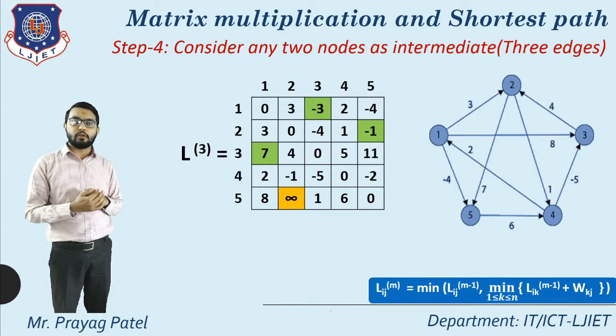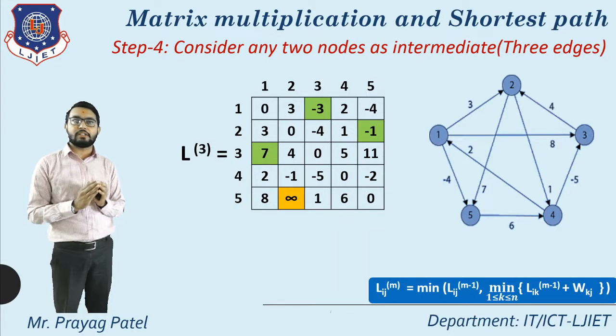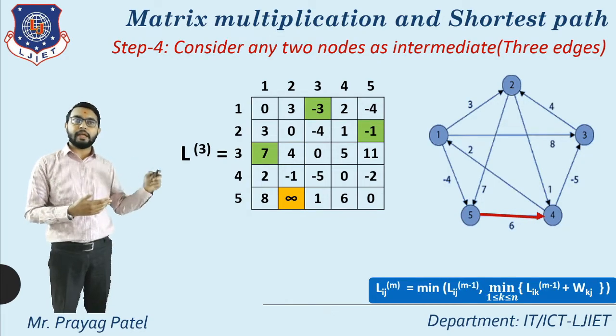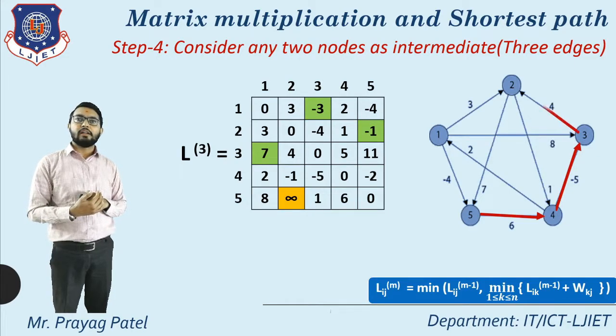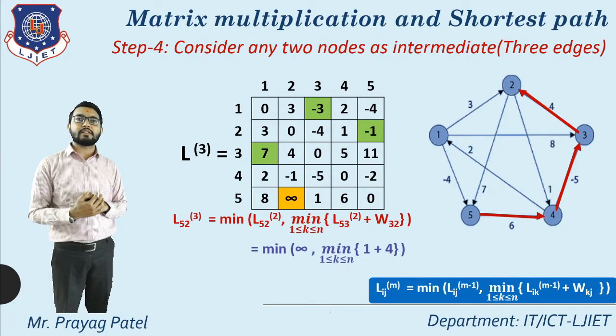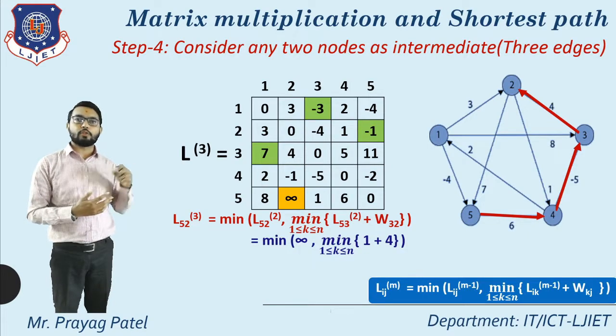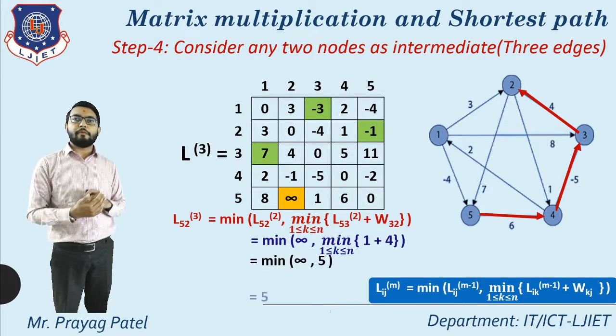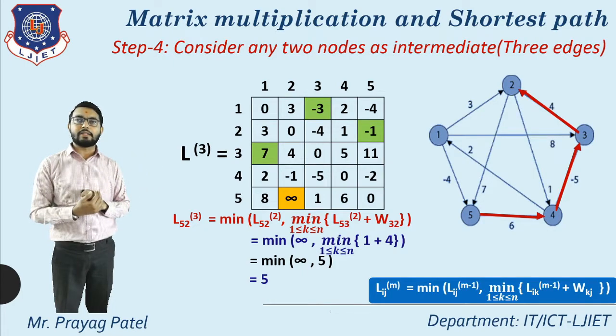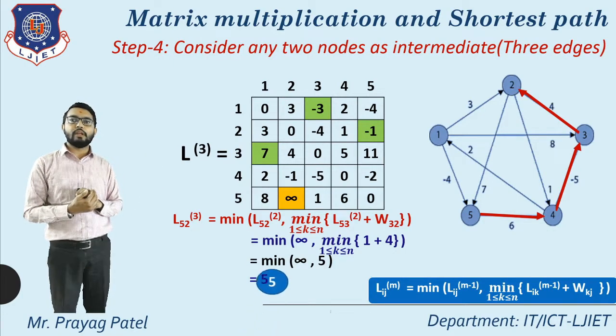Now next is row number 5. In row number 5, consider the distance from 5 to 2. Here the path is 5 to 4, then 4 to 3, then 3 to 2. So here we consider two nodes and 3 arcs. The old distance is infinity, and the new distance is 1 plus 4, because we already found 6 minus 5 equal to 1 in the table. So 1 plus 4 equals 5. The minimum of infinity and 5 is 5, so put the value 5 in this table.